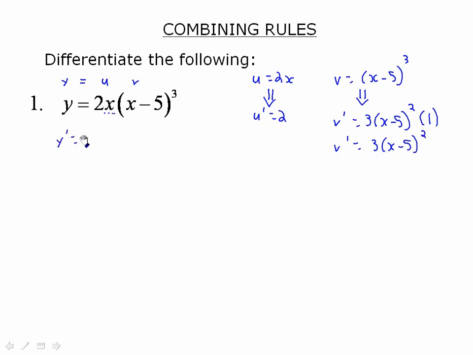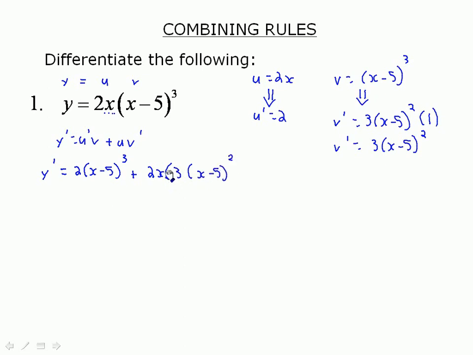So y prime is equal to u prime v plus u v prime. So we just substitute in, and with extreme care. Remember, if you make mistakes with questions like this, there's no real recourse. You can't tell that you lost something along the way. So you have to be very careful. So u prime is 2 times v, which is (x minus 5) to the 3, plus u, which is 2x, multiplied by v prime, which is 3 times (x minus 5) to the 2.